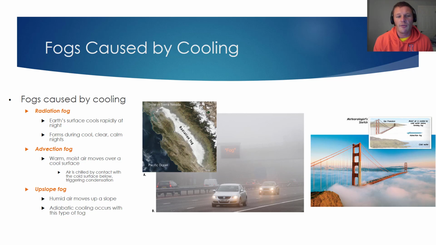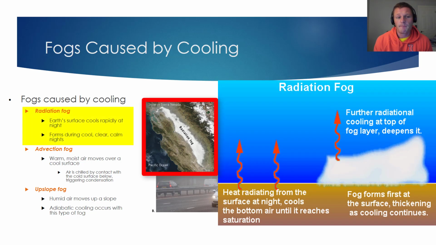There are three specific types of fogs that are caused by cooling. The first of the fogs caused by cooling that I'd like to discuss is radiation fog. As mentioned previously, Earth's surface can cool rapidly at night if the sky conditions are clear. And with no clouds around to trap heat energy, air near Earth's surface can cool relatively rapidly. And if that air near the ground gets cooled to the dew point temperature, radiation fog can form.